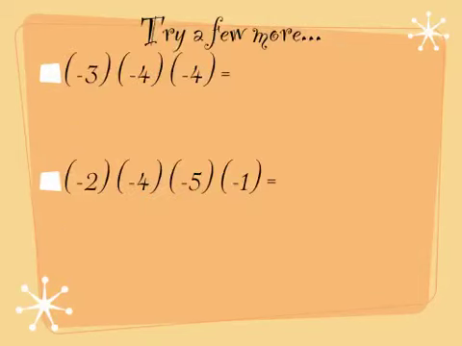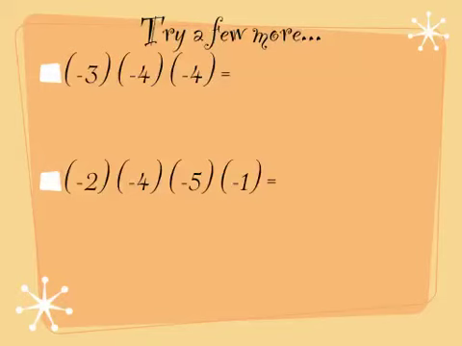A couple more examples. In this case, remember numbers separated by parentheses with no sign between them means that we're multiplying. So this first example, we have negative 3 times negative 4 times negative 4. We're going to go ahead and just multiply from left to right.